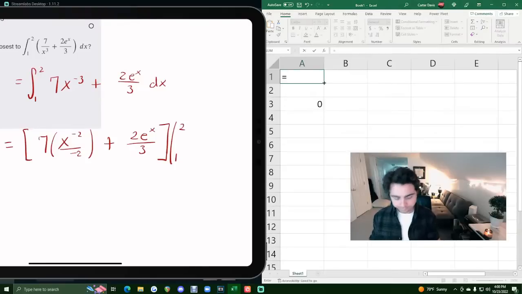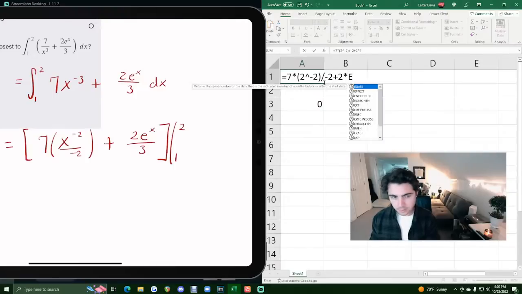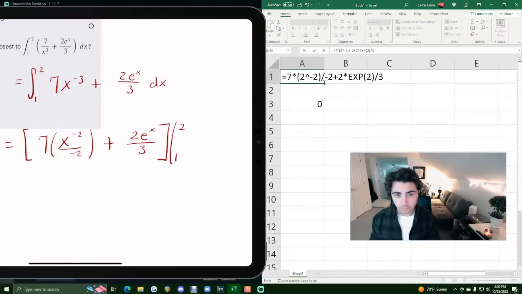All right. So starting with 7 times 2 to the -2, divided by -2. And then plus 2 times e to the x is just e to the 2, and then divided by 3. Hope everything there is correct. Just scanning through it.